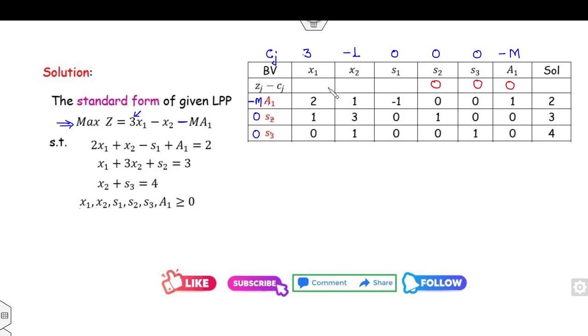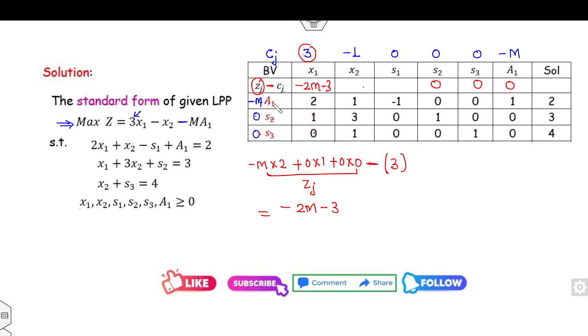Now, how can you compute this value? It's very simple. Multiply them. Minus M into 2 plus 0 into 1 plus 0 into 0, this is the value of zj. Minus cj. This is the value corresponding to x1. So the answer is minus 2M minus 3. So that part is my minus 2M minus 3.